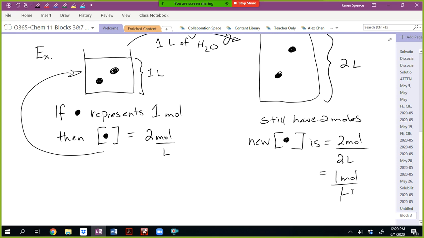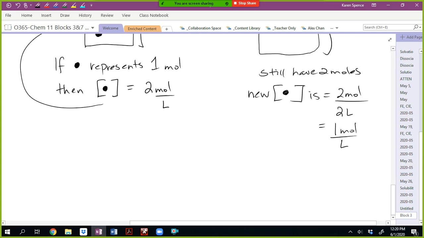Okay, the key thing here is that when you dilute, there is no change in the amount of solute. Okay, so the number of moles of solute remains the same.